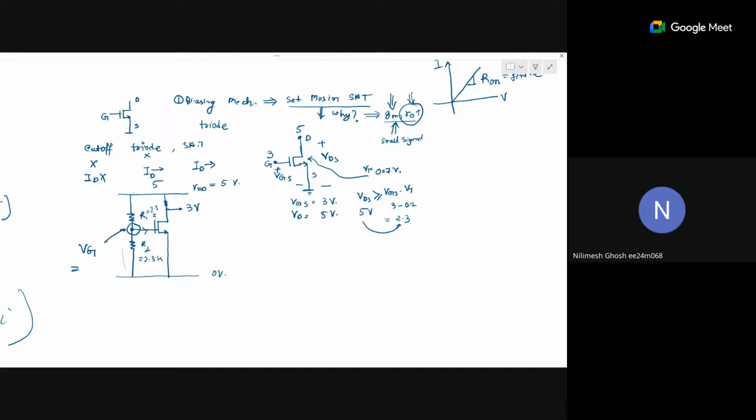Can anyone answer this simple voltage divider? R2 by R1 plus R2 into VDD. Yeah, that is given. R1 and R2 are given. What is the answer? I'm just telling you, this is 5 volt, this is 2.5K, this is 2.5K. I want to know the voltage here. What is V here?